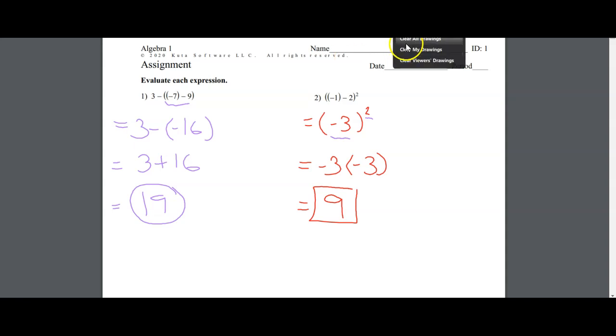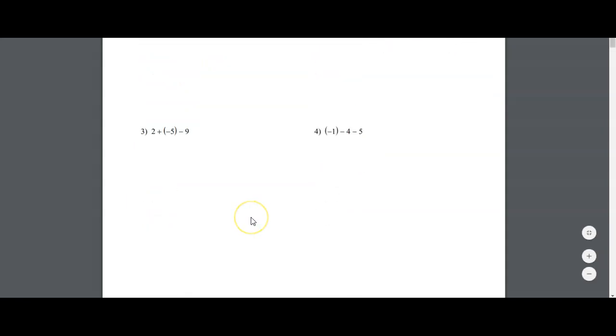Okay, we are going to move on to number 6 and number 8. So you may want to take a look at those and then hop back here for the explanation.